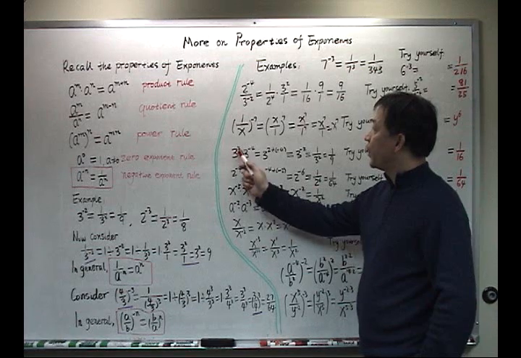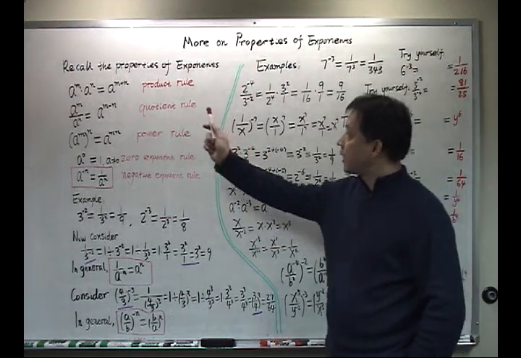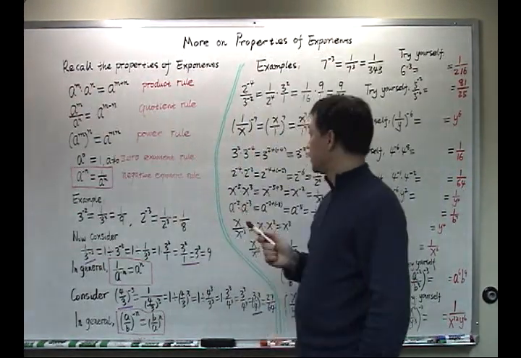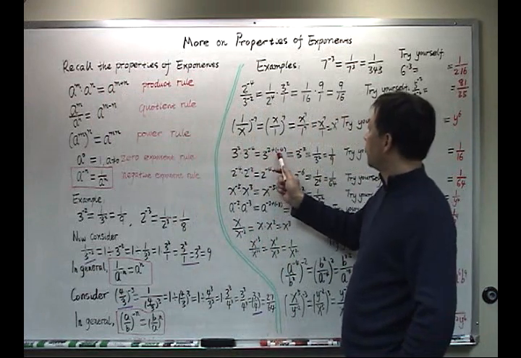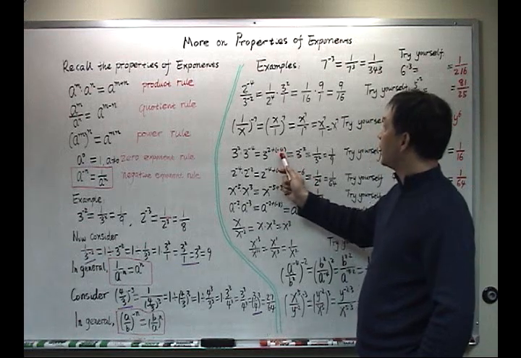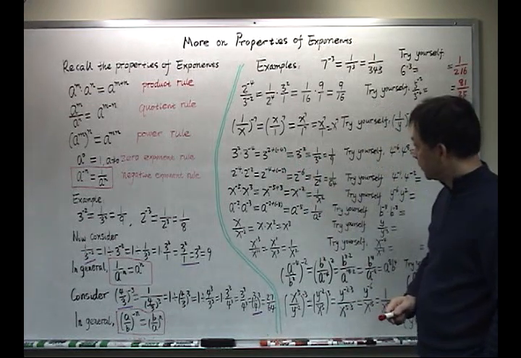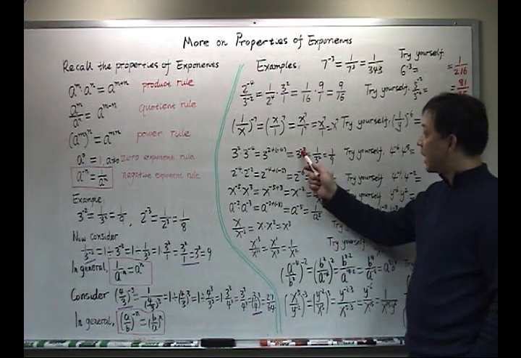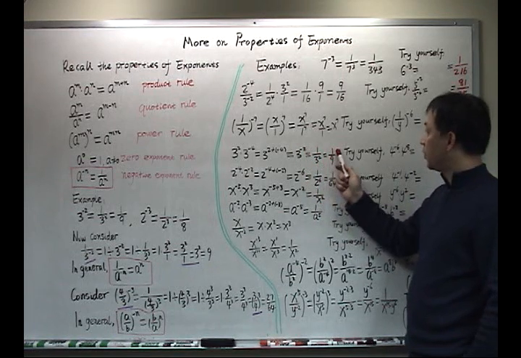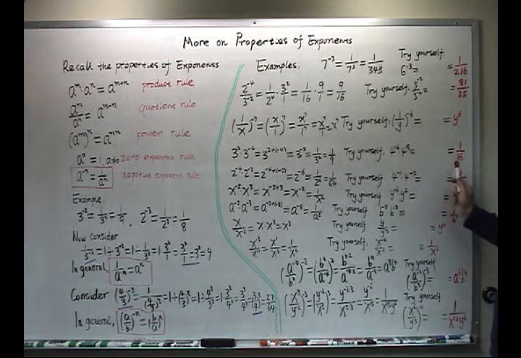Now, 3 squared times 3 to the negative 4th. By the product rule, we should add 2 exponents. So here is 3 plus negative 4. Is 2 plus negative 4. 2 plus negative 4 is negative 2. So 3 to the negative 2. Again, negative sign gives us 1 upstairs. Downstairs is 3 squared, which is 1 over 9. Try yourself. Similar examples.